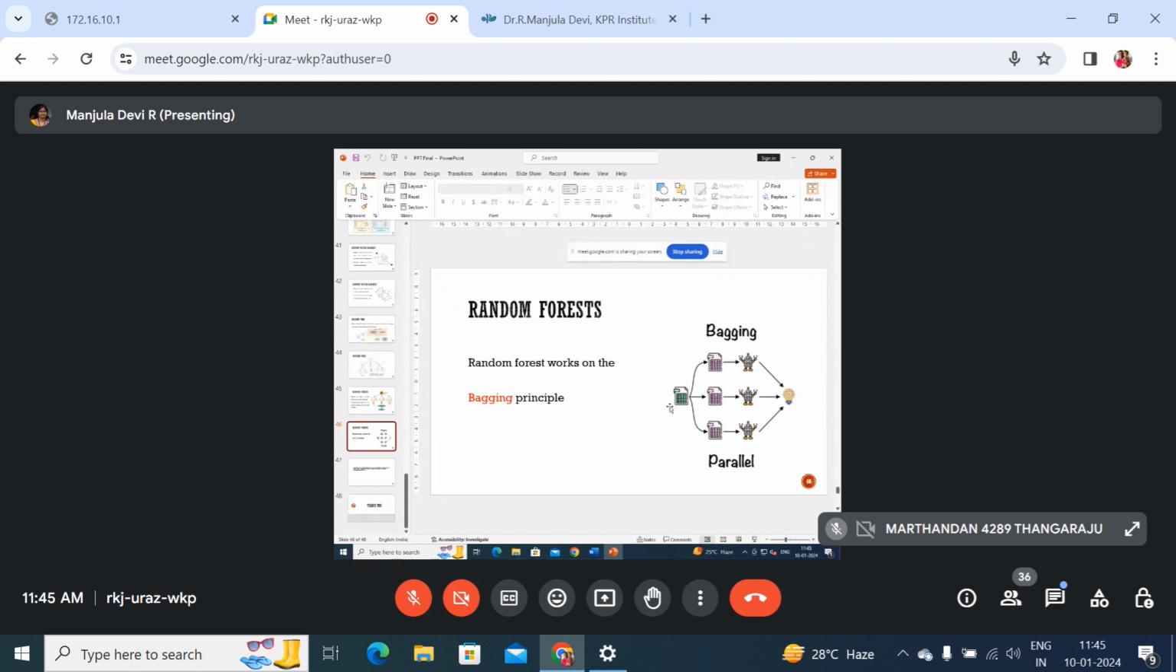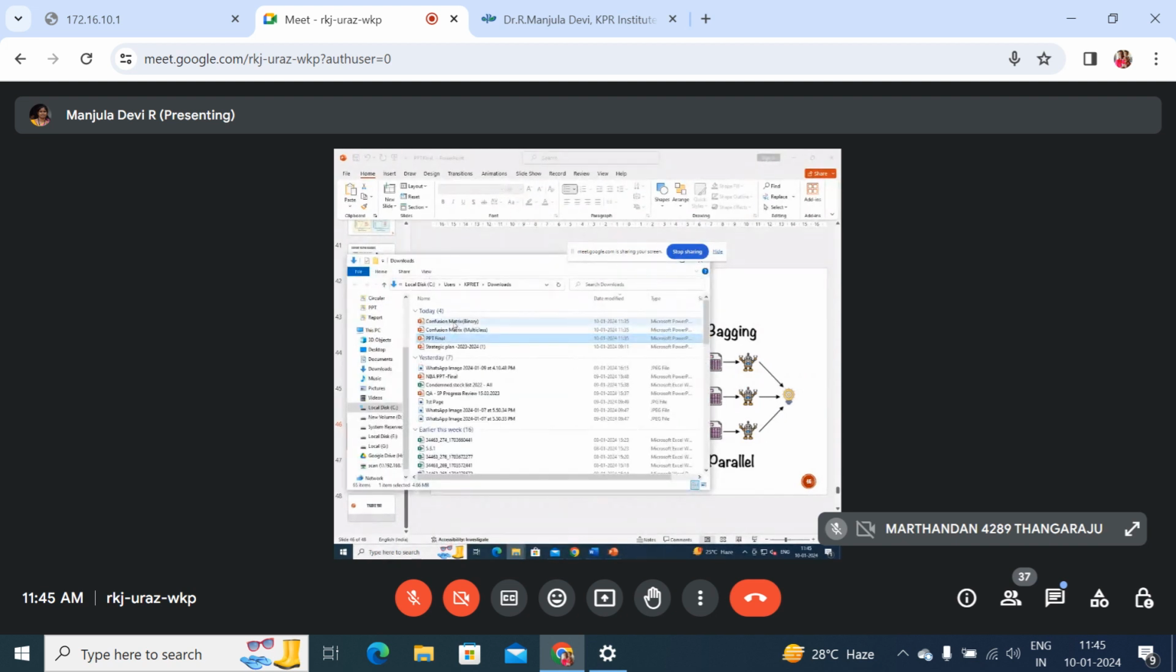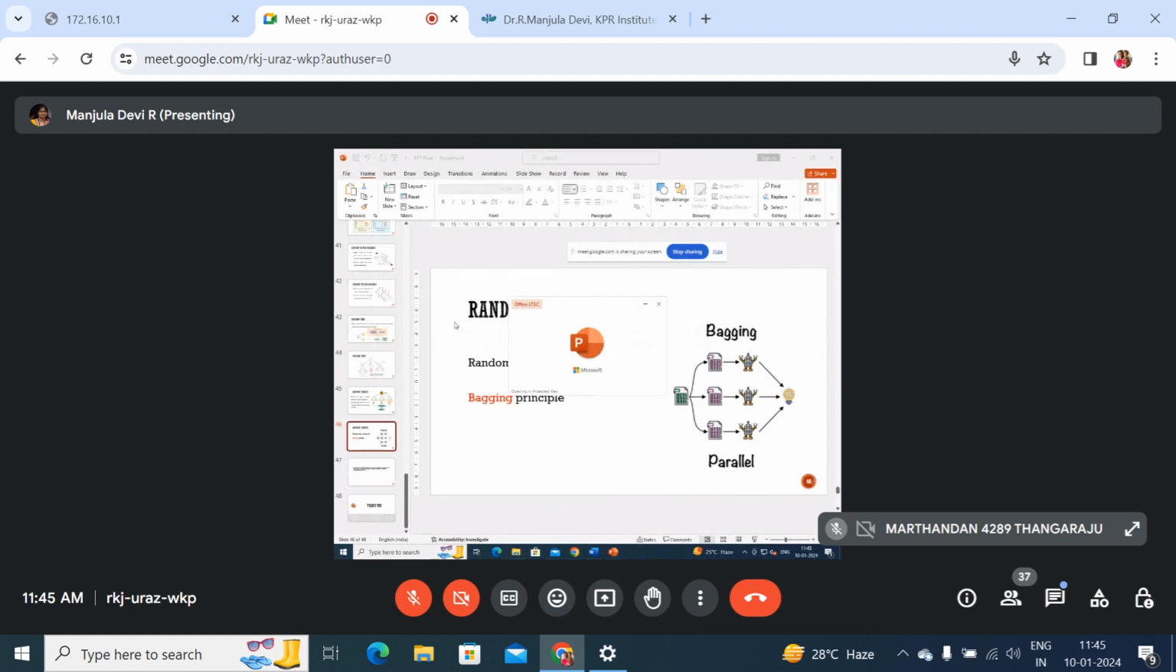The random forest works on the bagging principle. Bagging principle means parallel principle. So here, from my data set, I will be creating multiple bags. Next comes the confusion matrix for the binary classification problem.